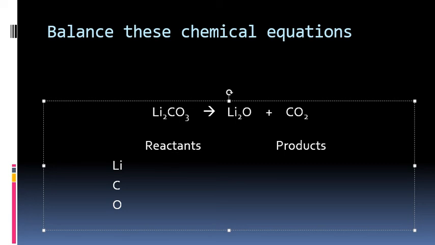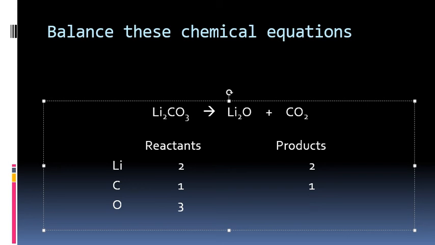As always, let's just count up the number of each element we have on both sides. As far as lithium goes, since the molecule on the left is Li2CO3, that means we have 2 units of lithium on the left side. And since lithium only appears on the right side as part of Li2O, that molecule has 2 lithium as well. As far as carbon goes, we only see 1 on both sides. And for oxygen, we see Li2CO3 on the reactant side, that 3 is a subscript of oxygen. Therefore, we have 3 oxygens on the reactant side.